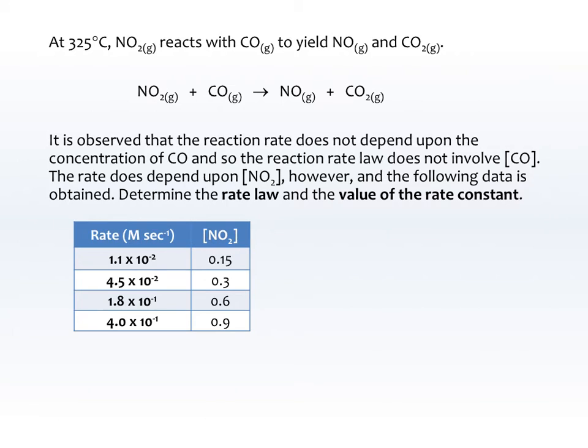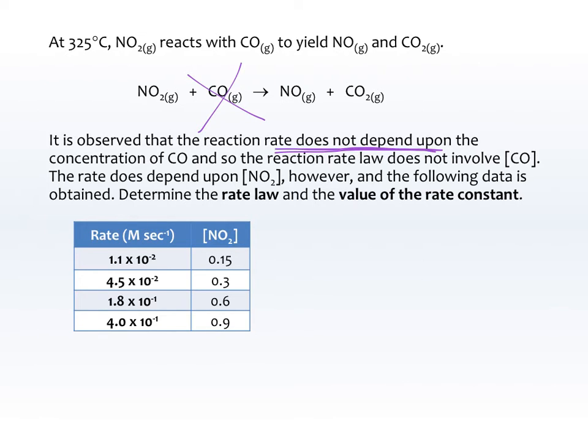Let's look at another one. At 325 degrees C, NO2 reacts with CO to yield NO and CO2. It's observed that this reaction rate does not depend on the concentration of CO. So we are going to completely ignore CO as if it didn't exist. And so the reaction rate law does not involve CO. The rate does depend on NO2, however, and the following data is obtained.